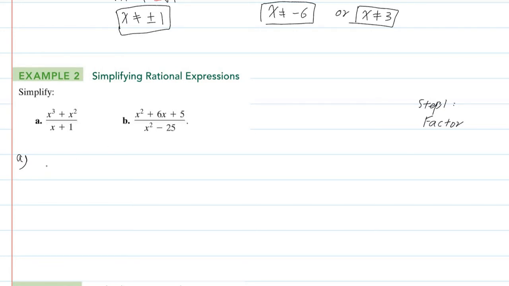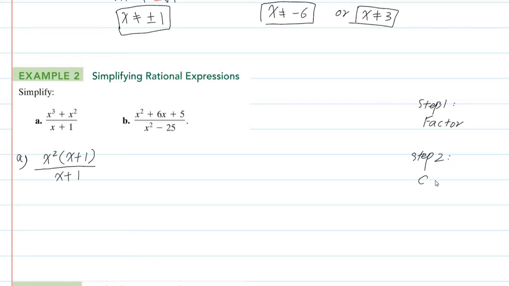So let's work on step 1. We're going to factor the numerator. We know the numerator, both terms have x squared. So factor that out, and you're going to have x plus 1 left, and then it's going to be over x plus 1. That is our step 1. And then step 2.